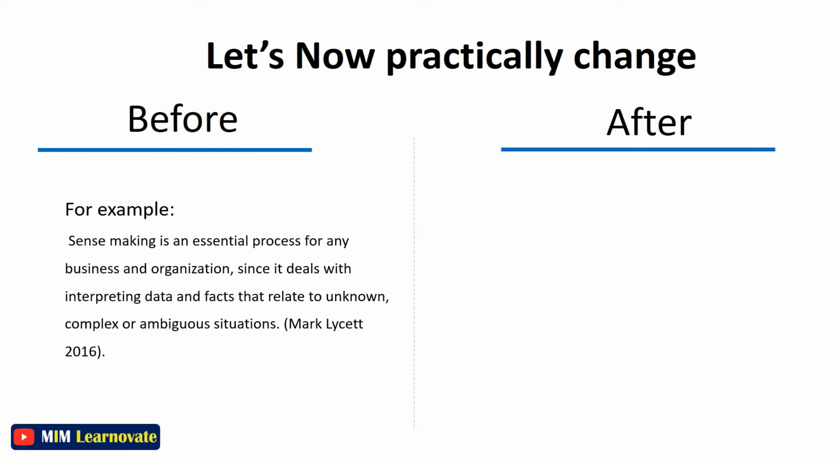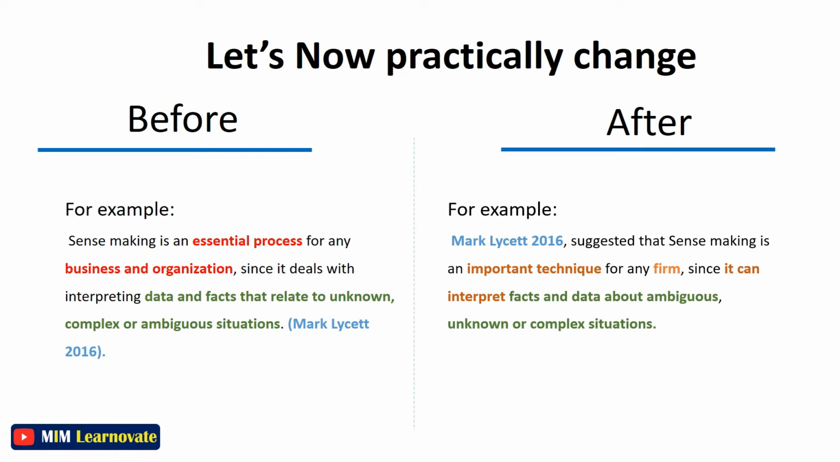Let's now do it. I have changed the color of words that can be paraphrased. We can change the words to a synonym. Cite the author directly and change the order of words. The sentence can be written as: Mark Lysette 2016 suggested that sense-making is an important technique for any firm, since it can interpret facts and data about ambiguous, unknown or complex situations.